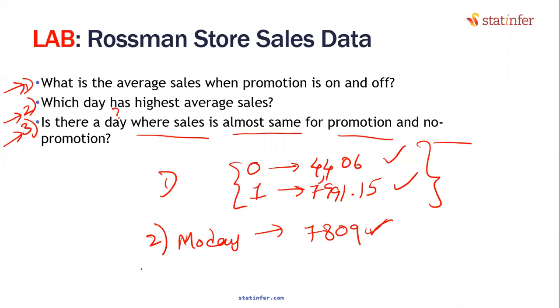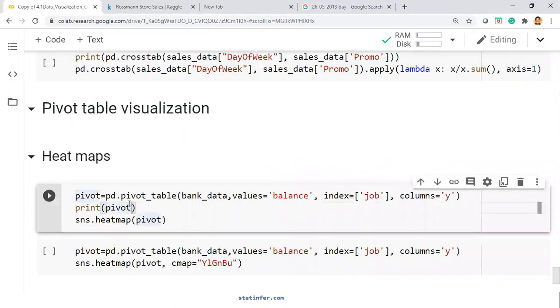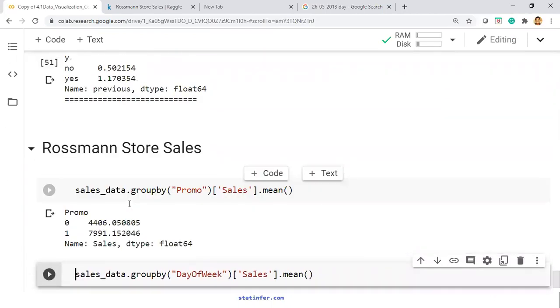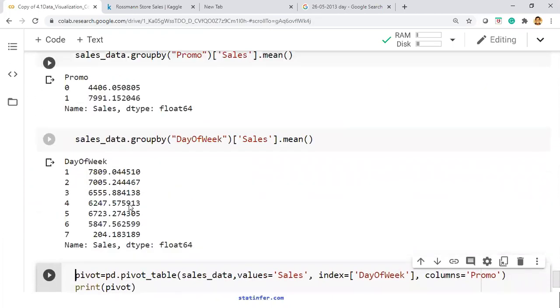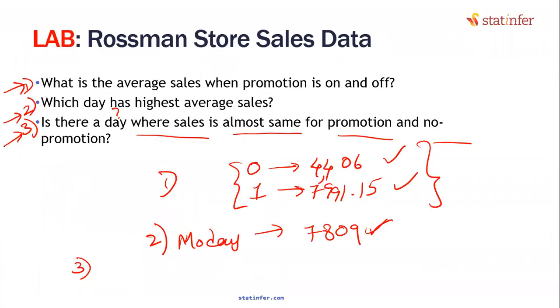The third question is slightly tricky and might require a bit of thinking from you. Meanwhile, I'll also execute that. So be ready with the third question answer as well. It has group by promotion, non-promotion. Okay, this one. Tell me. What I want is something against the pattern. Is there a day where sales is almost same for promotion and no promotion? That means whether you give a promotion or not, they don't care. Sales is almost same.